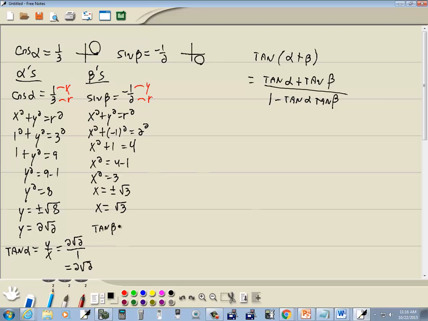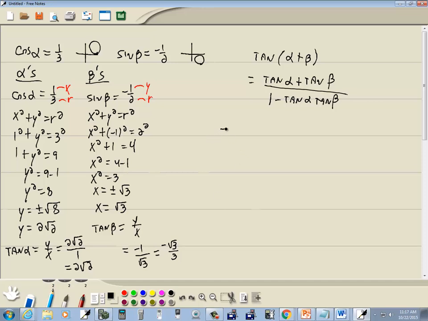Now tangent beta, that's equal to y over x. Y we said was negative 1 over x, which is square root of 3. Now we don't want a square root in the denominator, so we'll multiply top and bottom by the square root of 3. We get negative square root of 3 over 3.